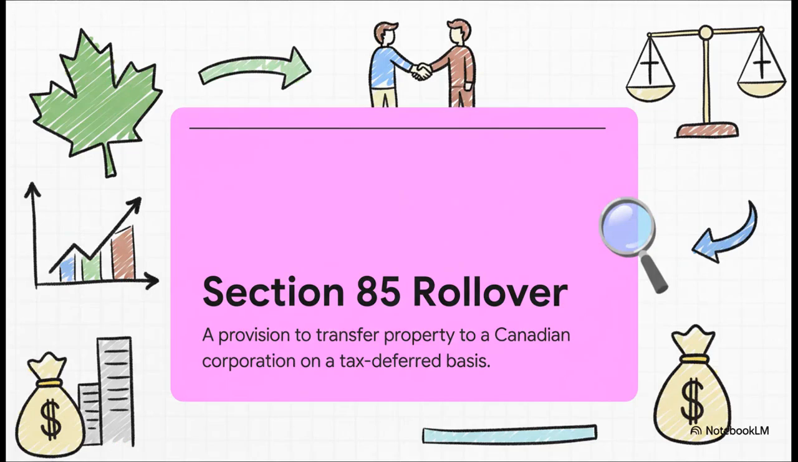Well, the answer lies in a very special provision in our Income Tax Act. It's called a Section 85 rollover. Think of it like a special agreement. It lets you and your new corporation choose a magic number, a transfer price. This is the game changer right here, because it gives you control over how much gain gets taxed today and lets you push the rest of that tax bill way down the road.